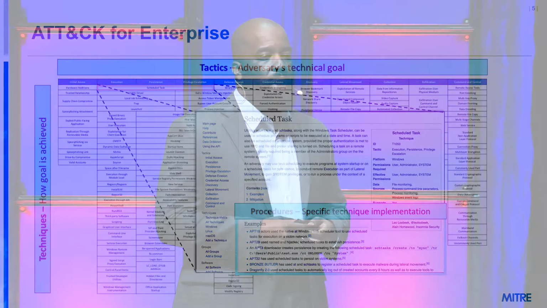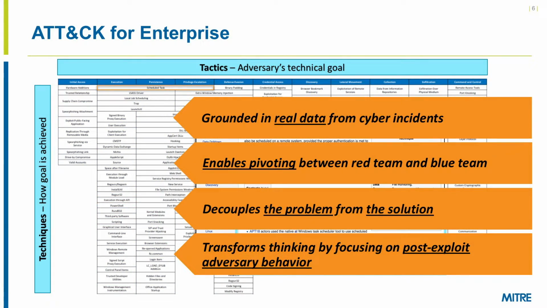There's 4 points about ATT&CK for Enterprise that you should keep in mind. So it's grounded in real data from cyber incidents. It enables pivoting between red teams and blue teams, so it acts as a common lexicon for them to speak in. And it decouples the problem from the solution. So we describe adversary behavior in the form of TTP, but we don't recommend any particular solutions. And it transforms our thinking from thinking about boundaries or firewalls and protections like that to focusing on post-exploit adversary behavior. What are adversaries doing once they're actually in the network?